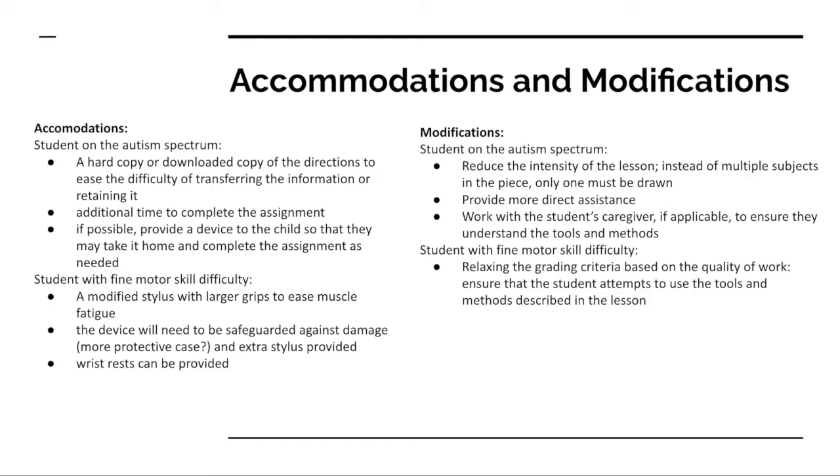Then for modifications for a student on the autism spectrum, we will reduce the intensity of the lesson. Instead of having multiple pieces of fruit in this piece, they'll only need to draw one. They'll have a little more direct assistance and work with their caregiver if that's applicable to make sure they understand the tools and methods of the assignment. And then the modifications for a student with a fine motor skill difficulty: we'll relax the grading criteria for the quality of work because maybe they can't draw as precisely as everyone else, but they still have the general idea down and are using the tools that the lesson called for.